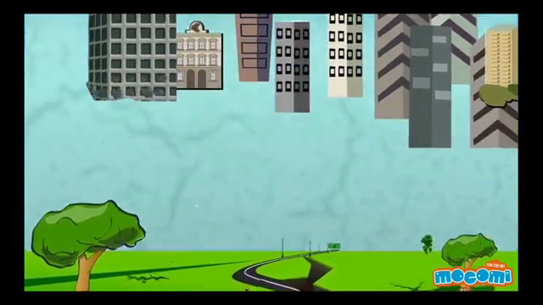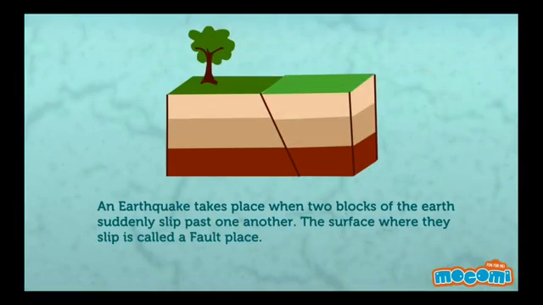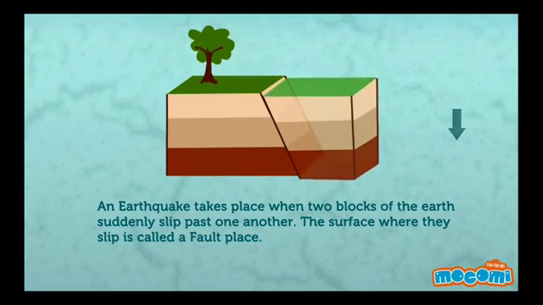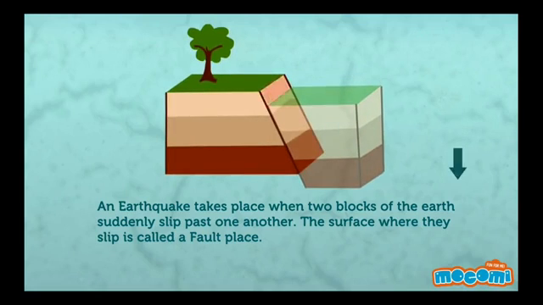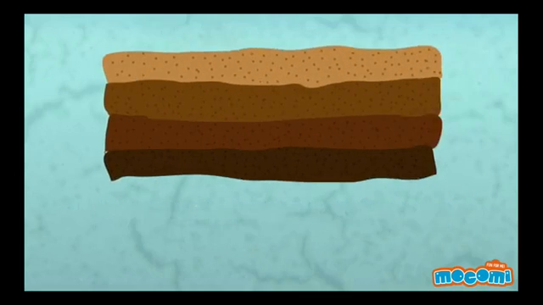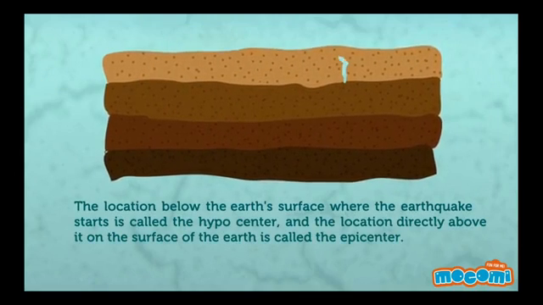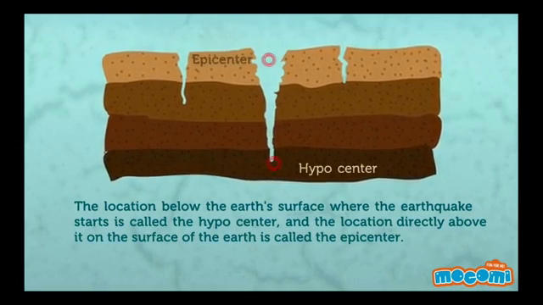Let's study about earthquakes. An earthquake takes place when two blocks of the earth suddenly slip past one another. The surface where they slip is called a fault plane. The location below the earth's surface where the earthquake starts is called the hypocenter, and the location directly above it on the surface of the earth is called the epicenter.